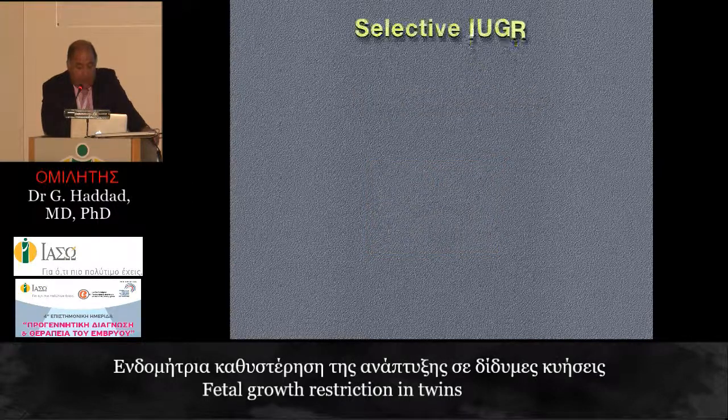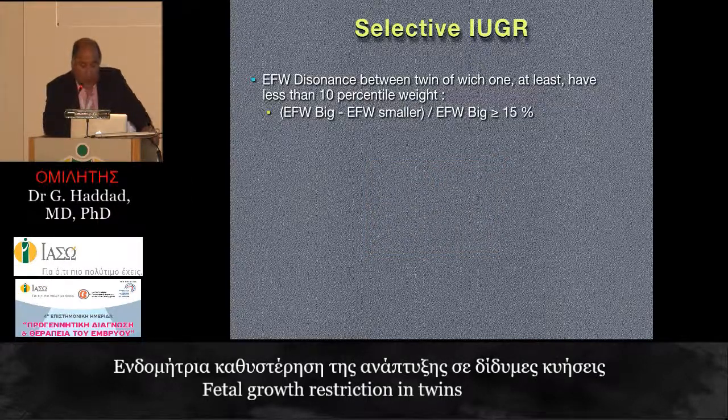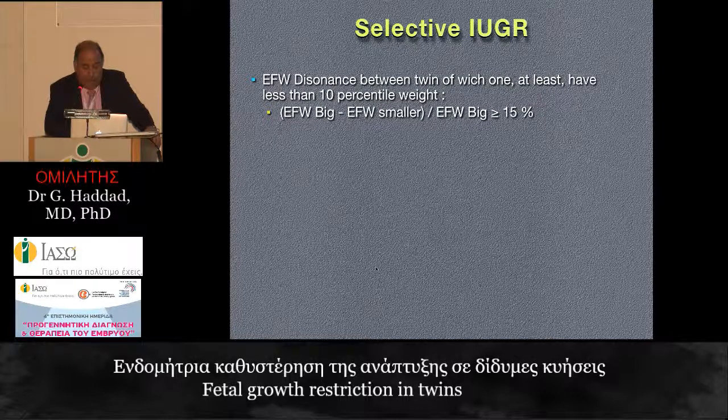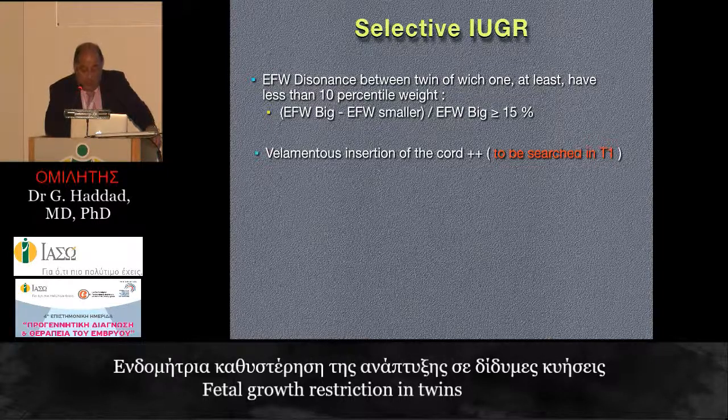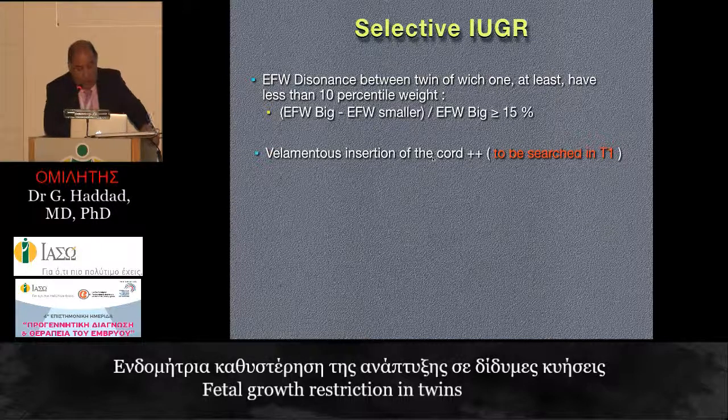In dichorionic, we can also have selective IUGR, with the same thing: you have to have one of the two twins at least less than the 10th percentile. You also have to search for filamentous insertion of the cord, because it is more frequent to have IUGR plus filamentous insertion of the cord in di-di than in mono-di.